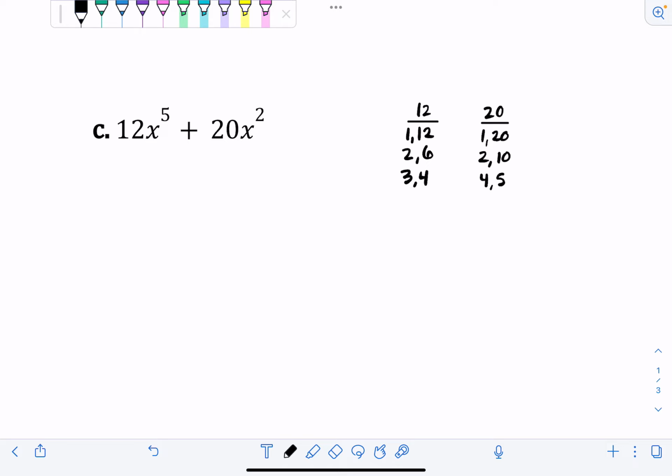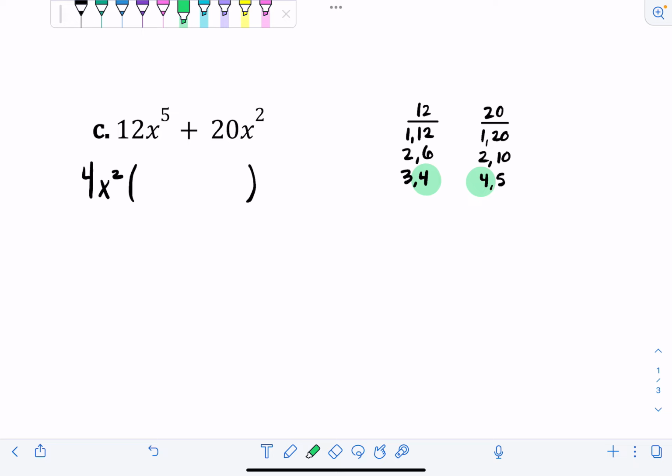Okay, so the greatest common factor between both 12 and 20 is 4. They both have the 4, but that's the biggest one that they both have. So from my coefficients, the numbers, I can factor out a 4. And then they both also have an x. One has an x to the fifth, one has an x squared. I can pull out the lower of those two. So I can factor out an x squared. Okay, and then I'll set up my parentheses.